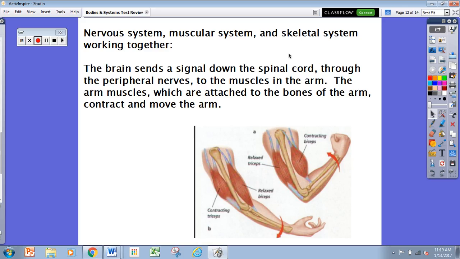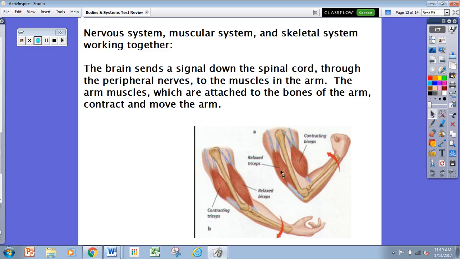So if you want to move your arm, the peripheral nerves in your arm will send a message to the muscle in your arm. The arm muscles, which are attached to the bones, so that's your connection between muscular and skeletal. The muscles help to move the bones of the arm when the muscles contract.